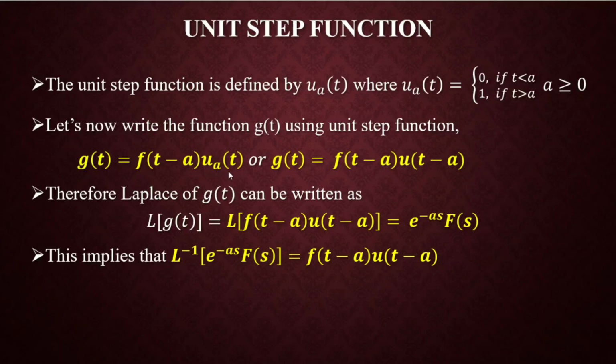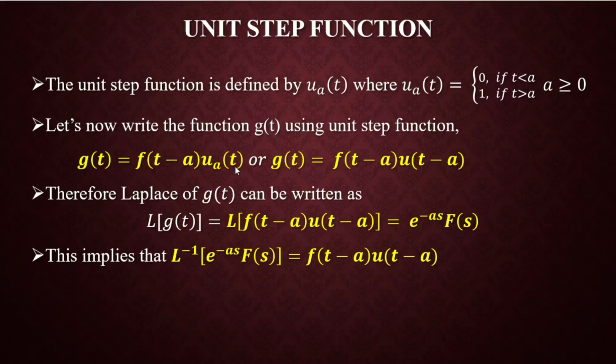That is, if t is less than a, the unit step function value is equal to 0. Therefore, g(t) will be equal to 0. And if t becomes greater than a, we have u subscript a of t equal to 1. Therefore, g(t) will be equal to f(t minus a). The results are the same. Therefore, we can rewrite g(t) using the unit step function like this, that is f(t minus a) u subscript a of t.